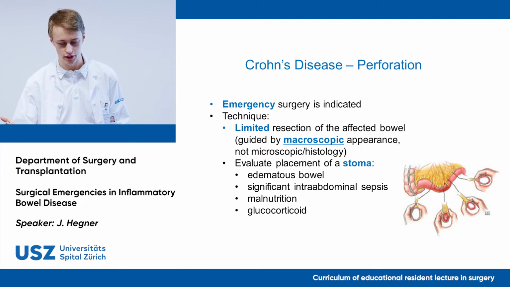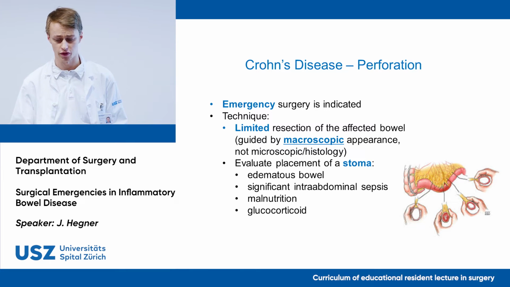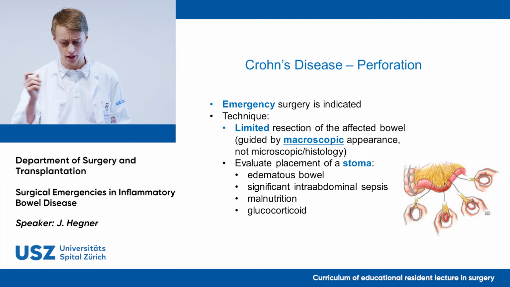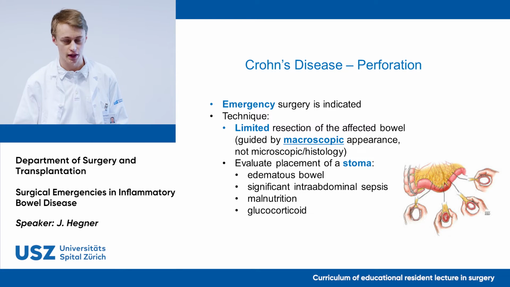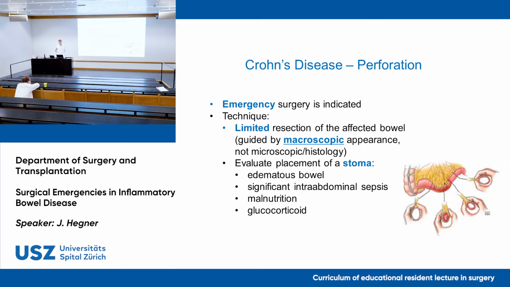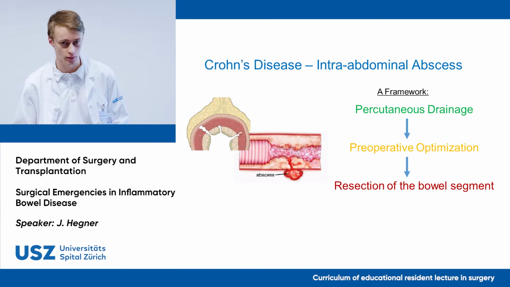In the context of Crohn's disease, a free perforation is likely to stem from the fact that there's transmural inflammation and transmural ulceration that will create this perforation. Due to the need to conserve bowel, a limited resection is advised, and this should be guided by macroscopic appearance and not by any histological evidence of inflammation. A diverting stoma can be considered if there is intra-abdominal sepsis, edematous bowel, or any other risk factors for poor wound healing.